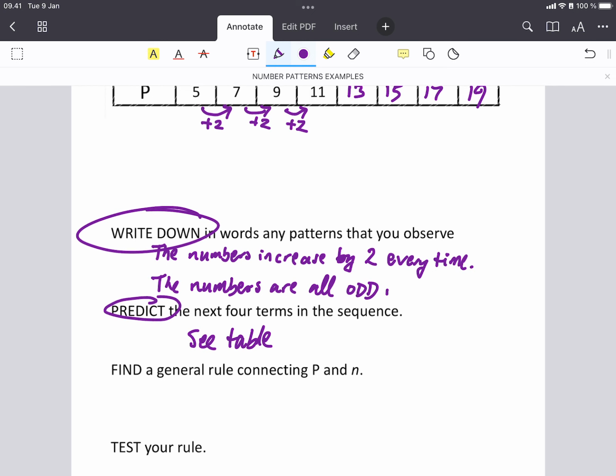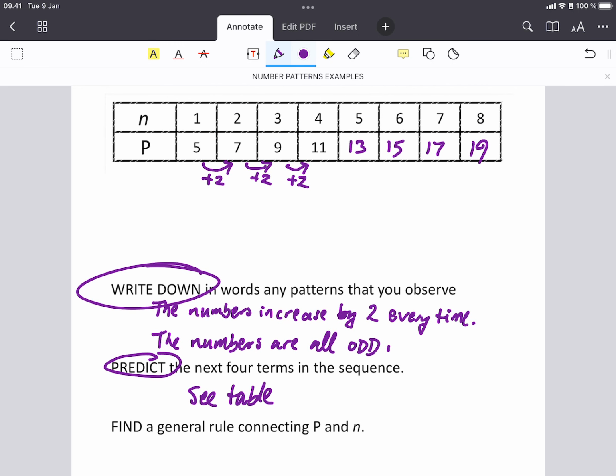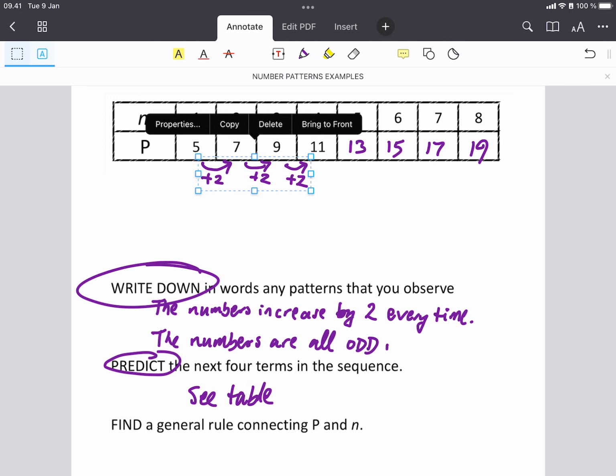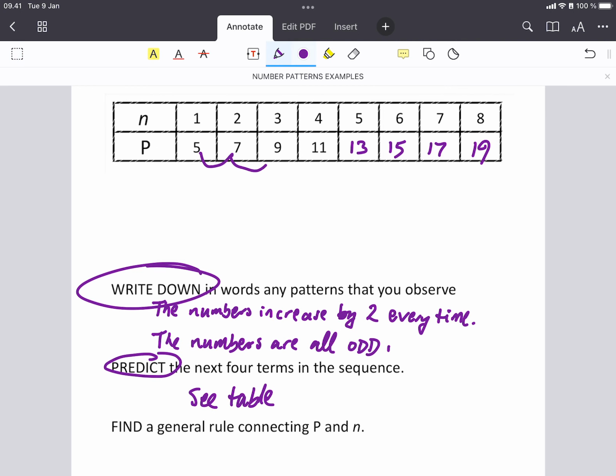Okay, find a general rule connecting P and n. So this is where the big money for the marks is. We have observed that P goes up by 2 every time. So every time the number in the sequence goes up by 1, the actual term we're looking for is going up by 2 every time.